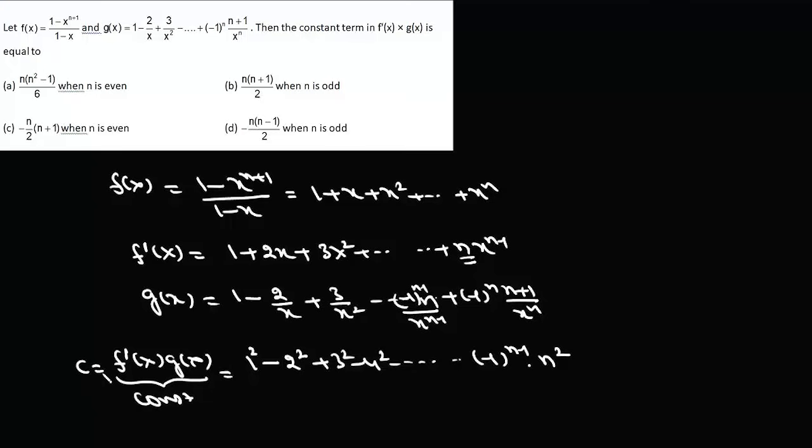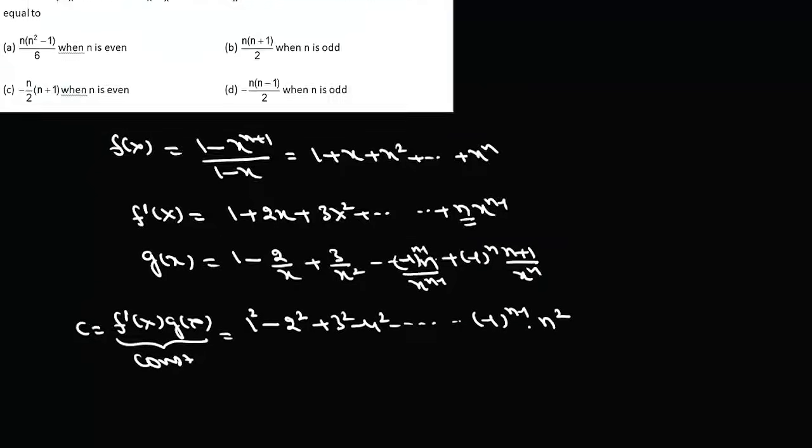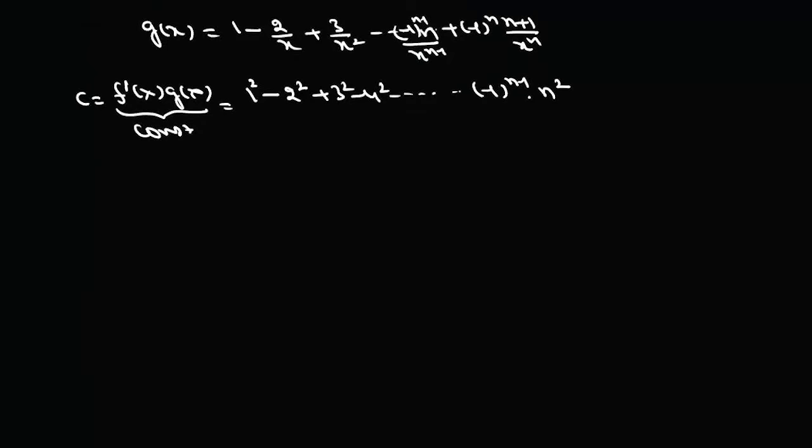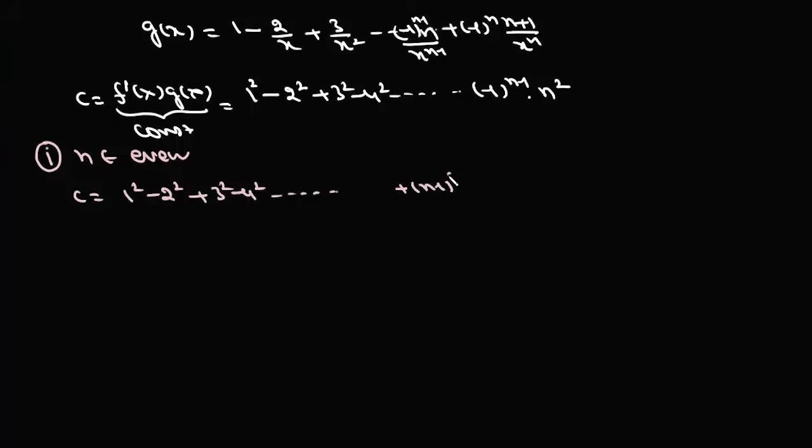Now we need to find the sum of this series. Now we have two cases. Case 1, when n is even. Now when n is even, we can write this as 1 square minus 2 square plus 3 square minus 4 square, and then it will be n minus 1 square minus n square. So we will have these pairs.